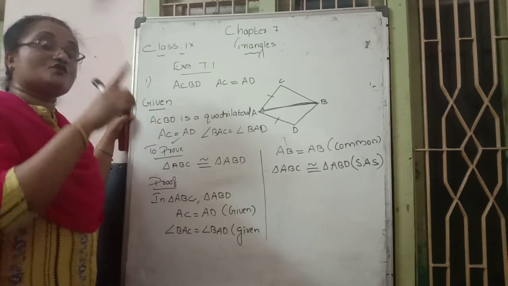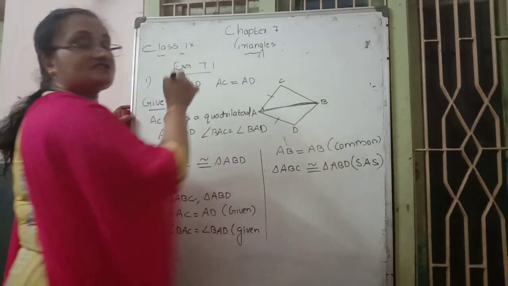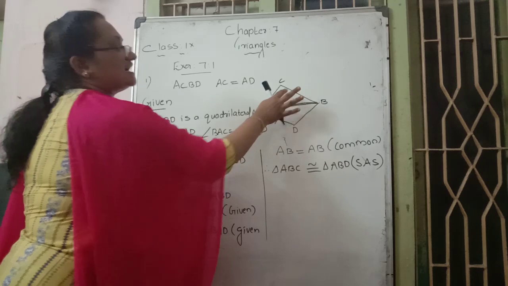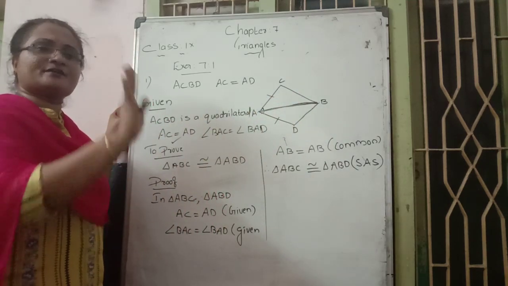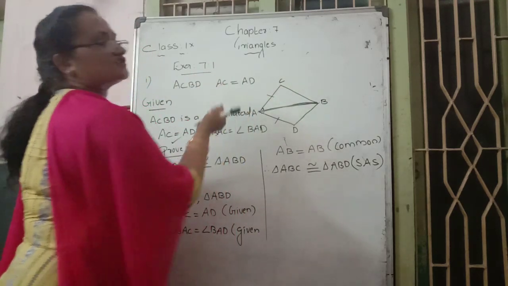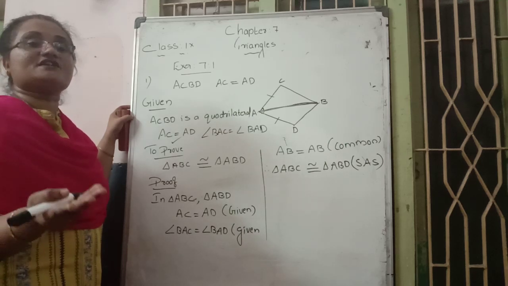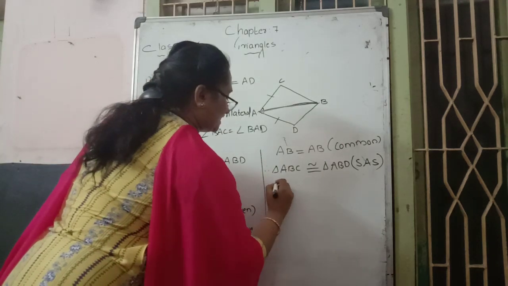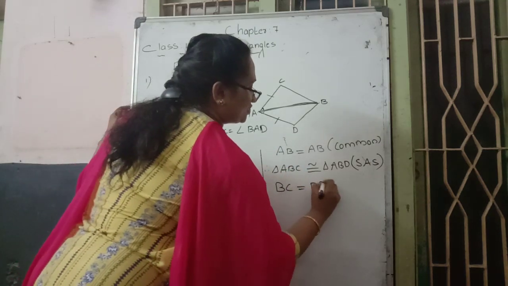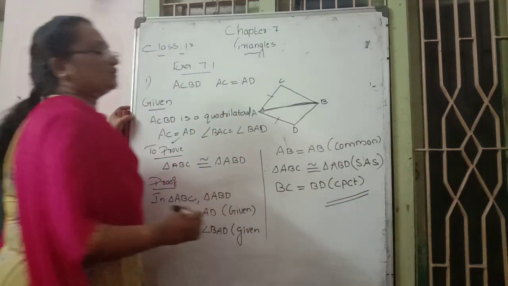Then what did they ask us to prove? Lastly, they ask what we can say about BD and BC. We already proved that in all aspects these two triangles are congruent. Congruent means size and shape are fully equal. That's why BC of the first triangle and BD of the second triangle are also equal, by CPCT. So we can say BC of the first triangle and BD of the second triangle are equal by CPCT. Hence we proved the condition.